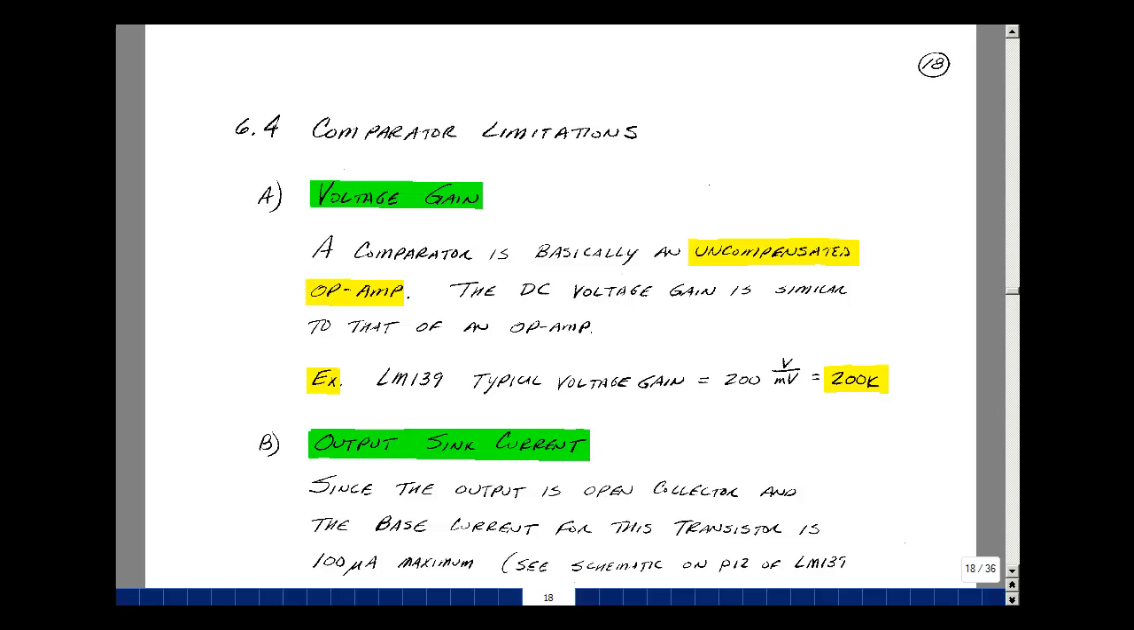This lesson deals with comparator limitations. What we're going to take a look at is the data sheet of the LM139 comparator, and also compare this to the model and model performance that we get with SPICE.